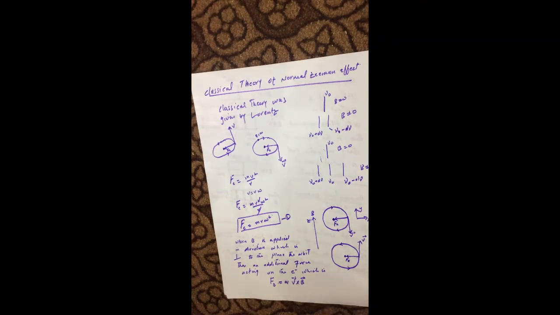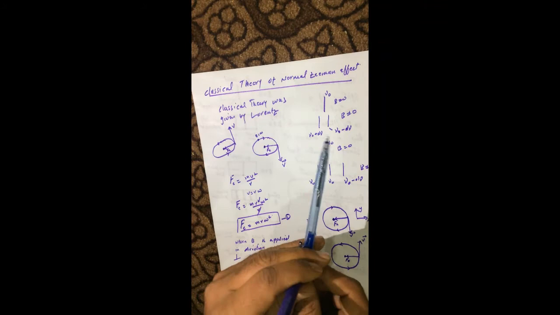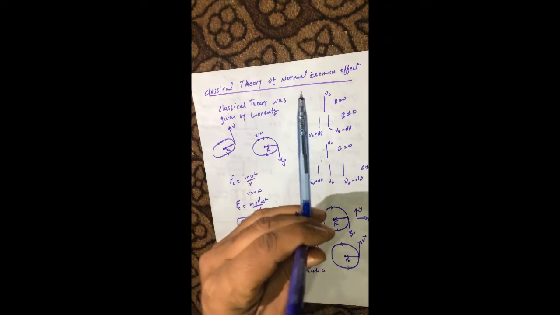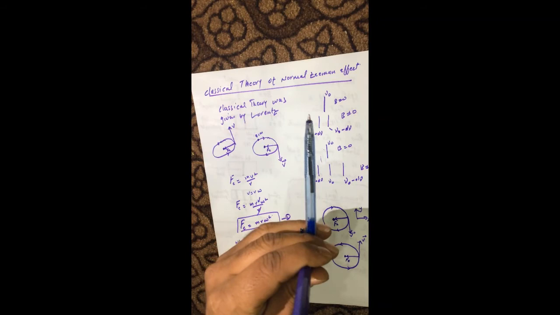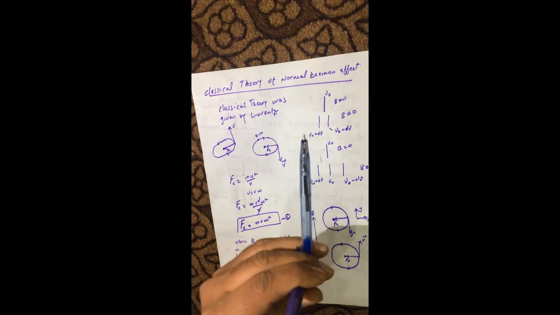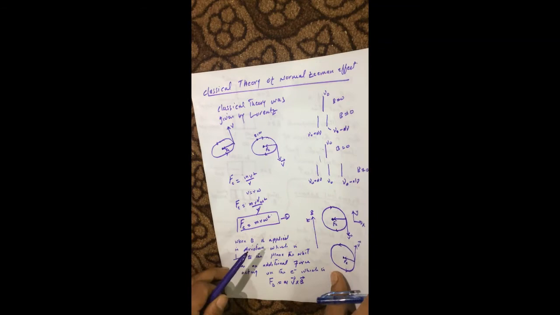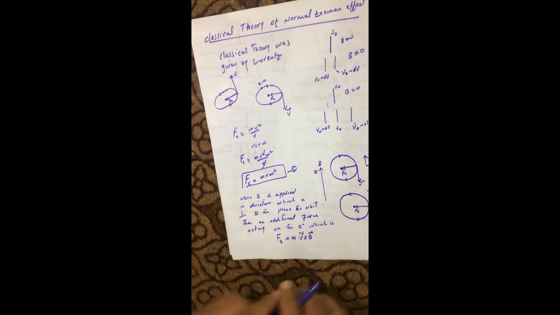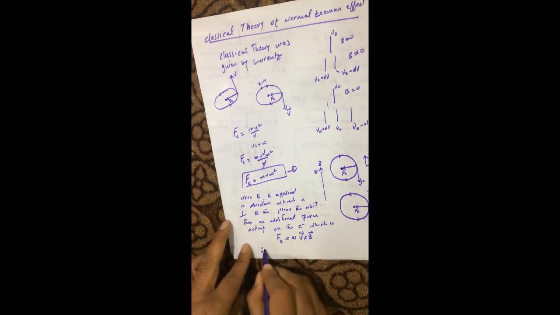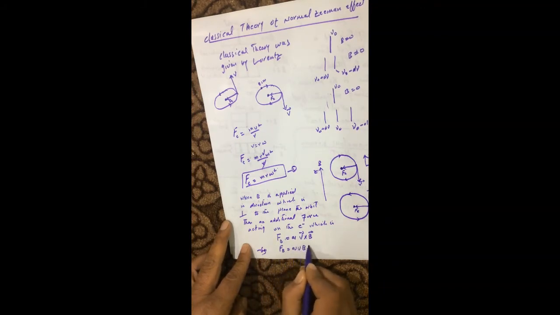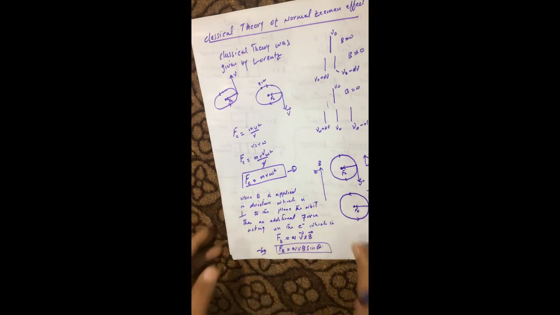But here we see that this is the velocity and this is the magnetic field. So both are perpendicular to each other. So the angle between velocity V and magnetic field is 90 degrees. I can write it here, since this equation can be written as F_B is equal to QVB sine theta, the magnitude. I will find the direction later.